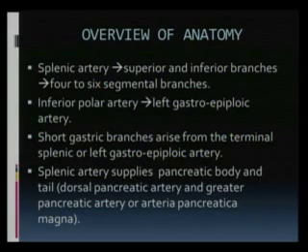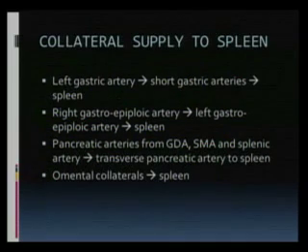It can arise from the celiac axis. Rarely it can arise from the hepatic artery. So it supplies more of the head and body. The greater pancreatic artery, or the magna, actually supplies more of the tail. So collaterals. How can we safely embolize the splenic artery and yet the spleen stays alive, right? Because of these collaterals. The left gastric artery, which is a branch of the celiac artery, through the short gastric arteries can supply the spleen.